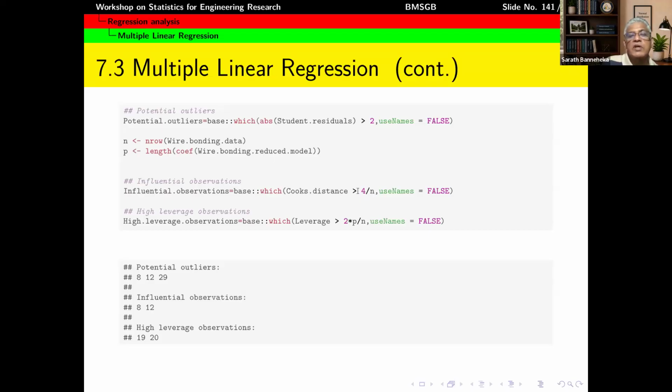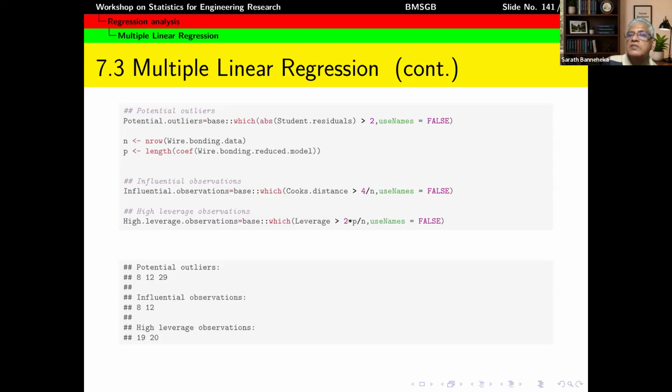If the Cook's distance is greater than 4 over n for some observations, those observations are considered as potentially influential observations. Right? So those observations, if any, will now be stored in this name, influential observations. And in addition to that, as I mentioned, high leverage values also indicate possible influential observations. So if there are any observations with high leverage, I will be storing them under this name, high leverage observations.